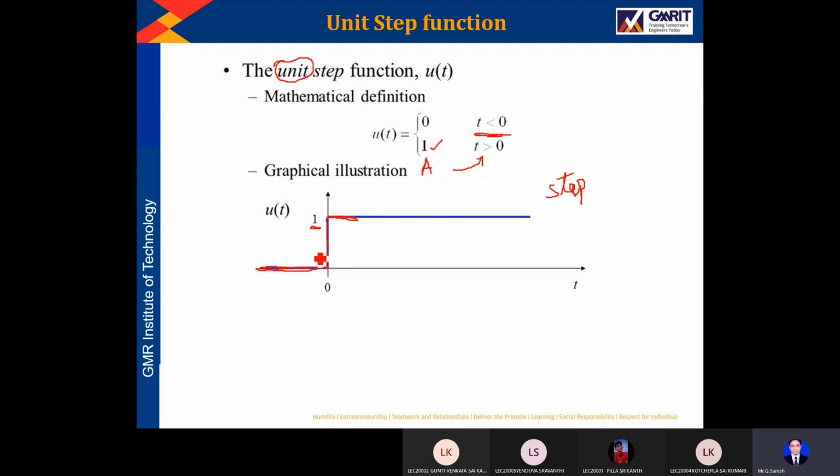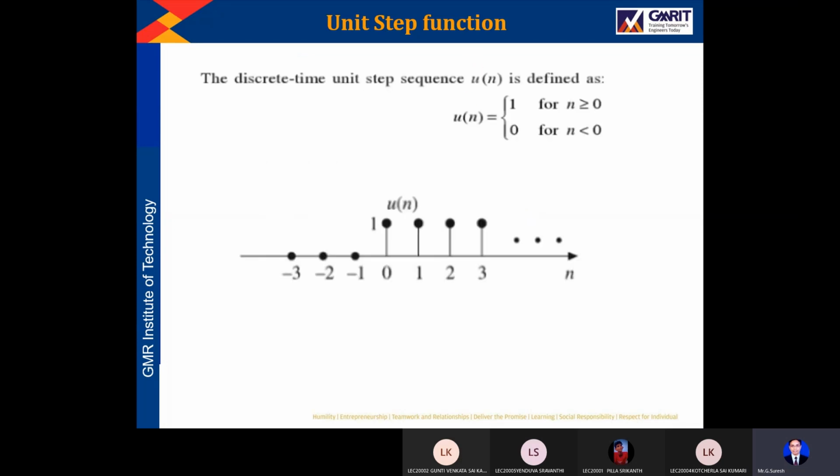So here we have seen the continuous version of the unit step function, where we have represented that one as u of t. Similarly, I can now show you the discrete time unit step sequence. Already I told you discrete time signal is simply referred as a sequence. Now you can see discrete time unit step sequence u of n is defined as u of n equal to 1 for n greater than or equal to 0, and it is 0 for n less than 0.